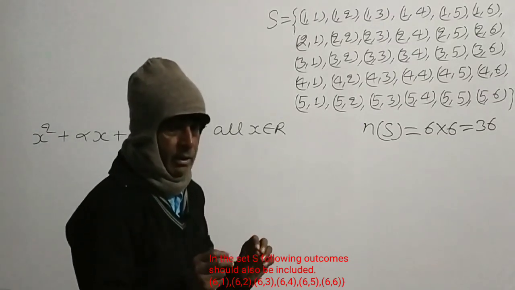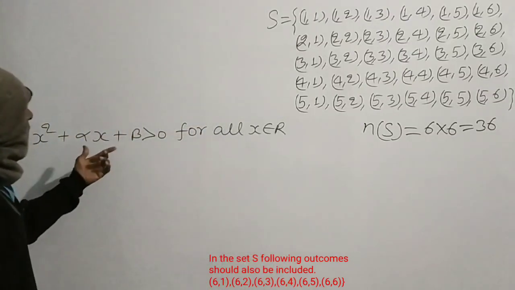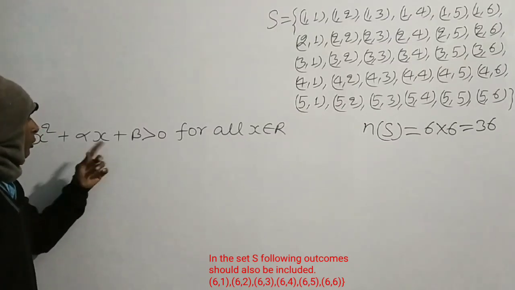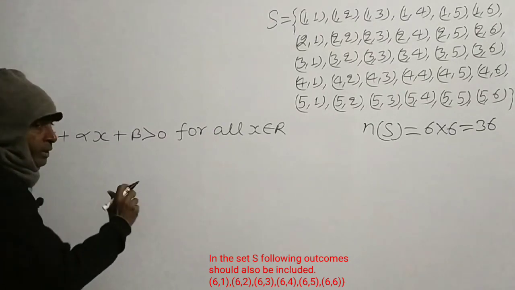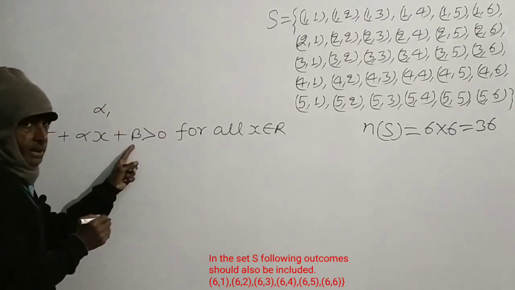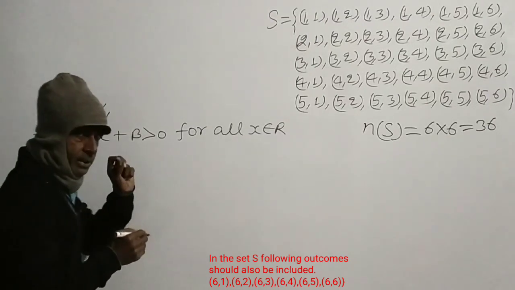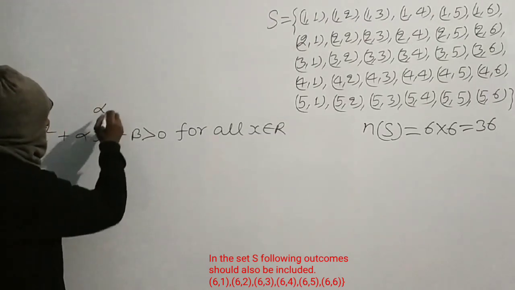Now we are required to find the probability of this event, where alpha is the number appearing on the die the first time and beta is the number appearing on the die the second time.